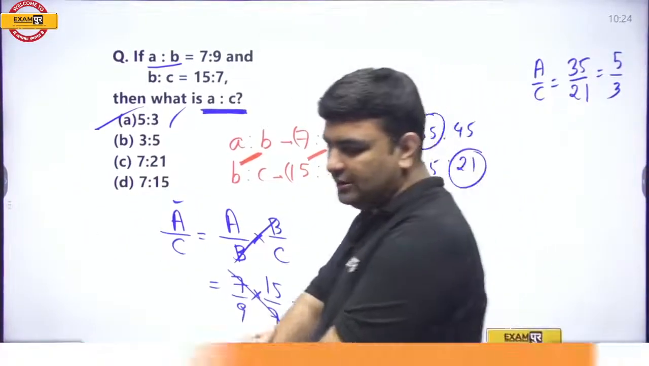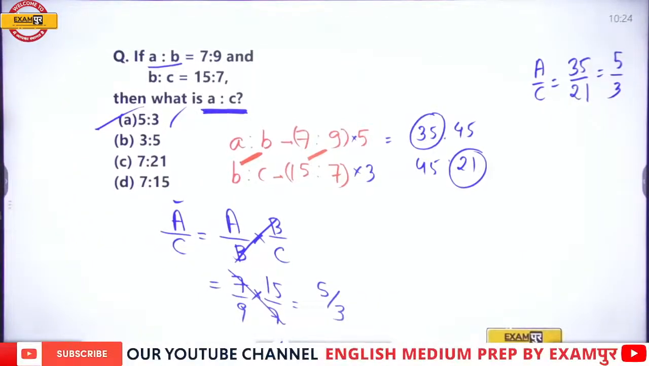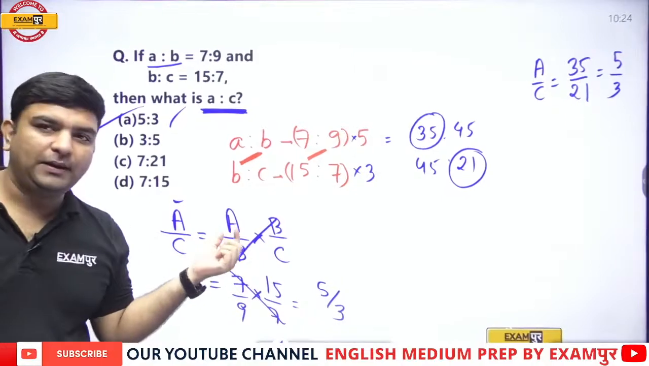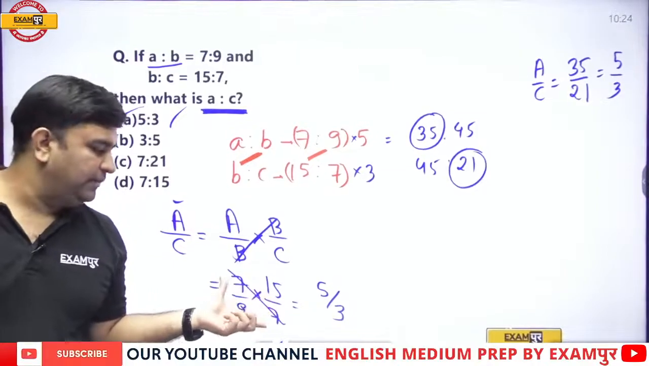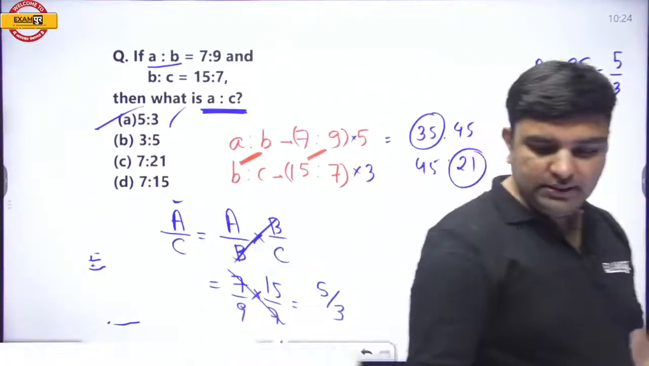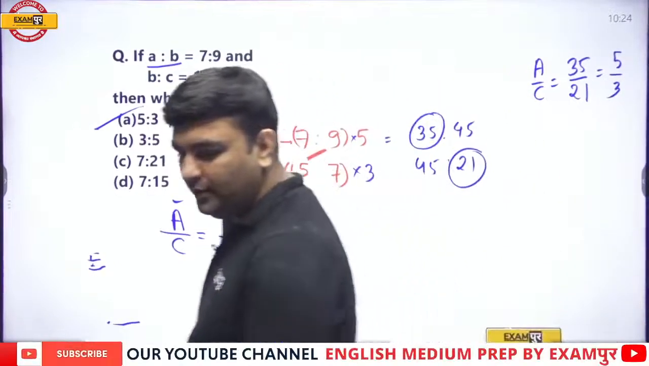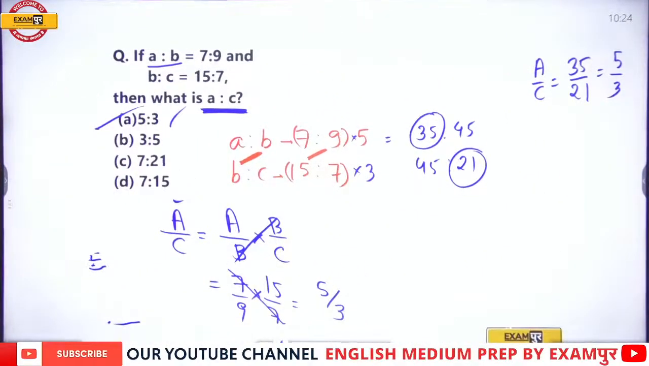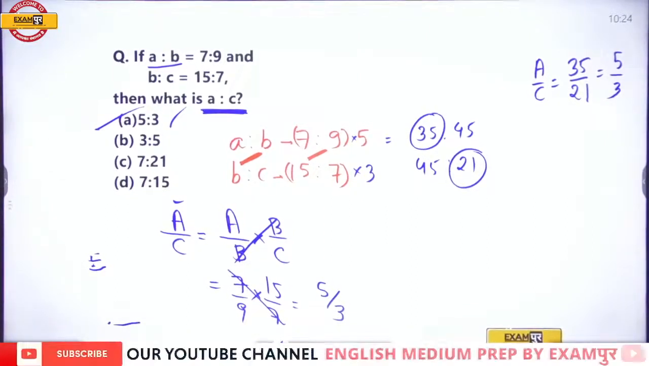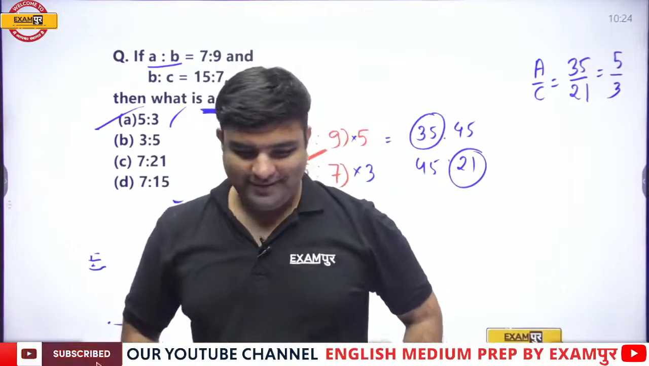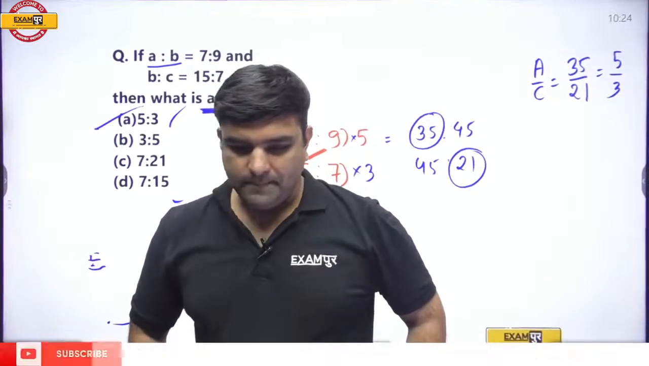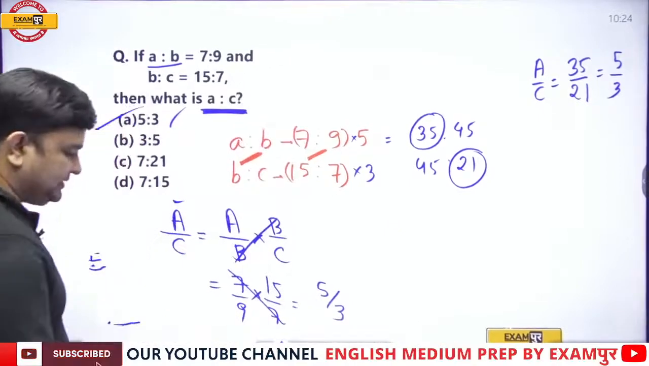This is successive multiplication. A by C can be found by multiplying A by B into B by C. A by B is known to us, B by C is known to us, so we can multiply them and find A ratio C. Is it clear, guys? Come on, do tell me. Next.